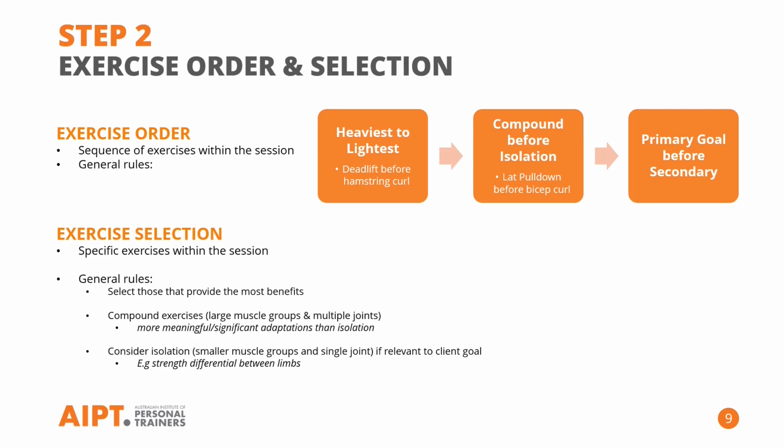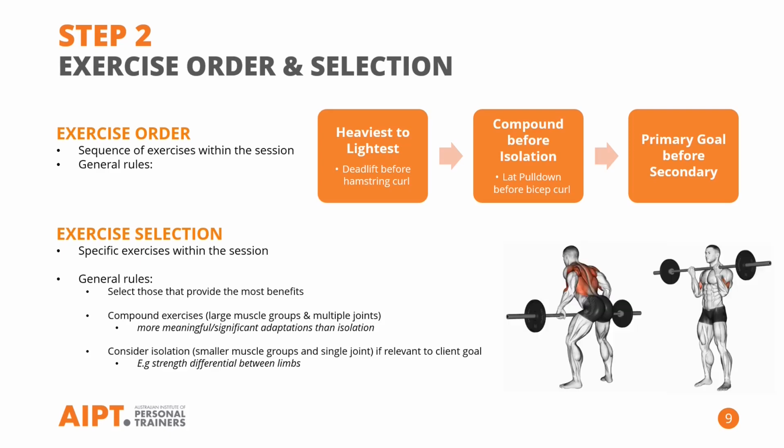But it's not always the case that we wouldn't do isolation, but generally speaking, especially in a short duration session, such as 30 or 45 minutes, we likely would do compound movements only just because they're far more effective. We've got an example here. So on the left here, we've got a barbell row, and on the right, we've got a barbell bicep curl. And the red obviously just highlights all the individual muscles or muscle groups that are involved in that exercise.